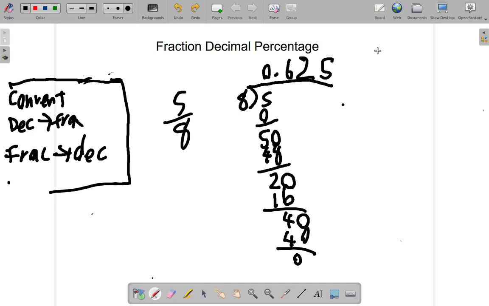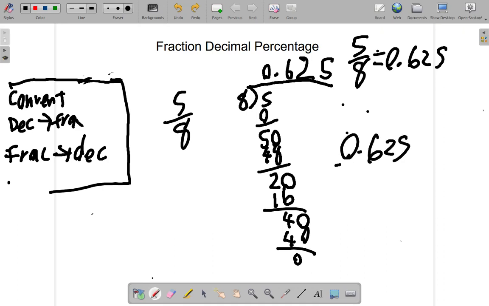So 5/8 is equal to 0.625 as a decimal. Now 0.625 is what percentage? First of all, 0.625 means the same as 0.625 out of 1.